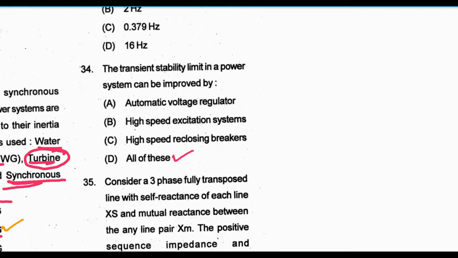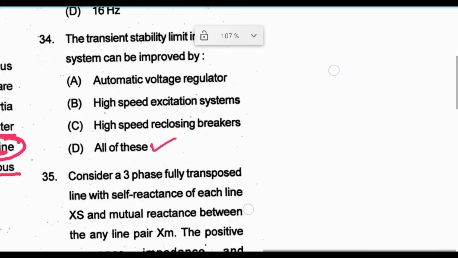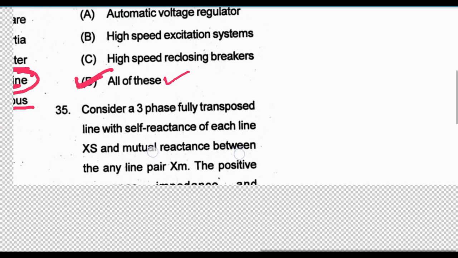Next question is question number 34. The transient stability limit in a power system can be improved by option A, automatic voltage regulator, option B, high speed excitation systems, option C, high speed reclosing breakers, option D, all of the above. So here all of the above is the answer, all are needed for better transient stability.